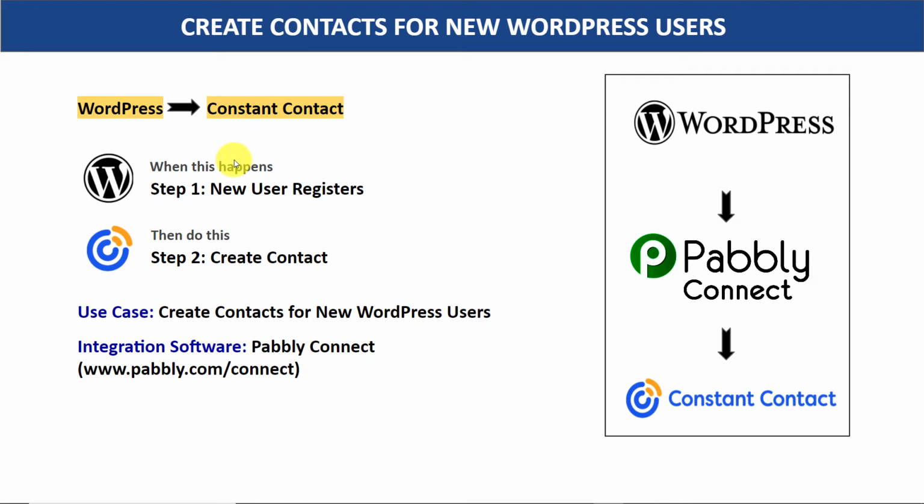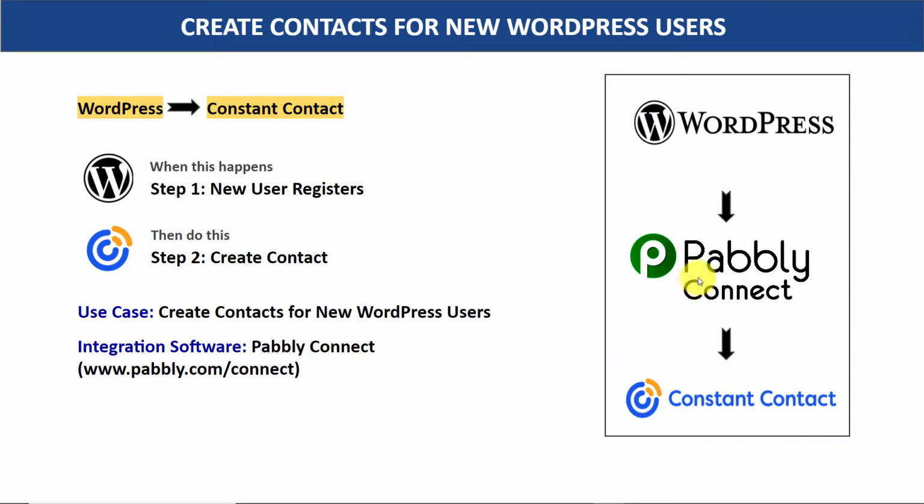Hello everyone. So in this video we will learn how to create contacts for new WordPress users. So imagine this, a guy called John has registered himself on your WordPress site. So you have John's name, email address and all those details. So you want to add John as a contact in Constant Contact, maybe to send him a confirmation email or follow-up messages in the future.